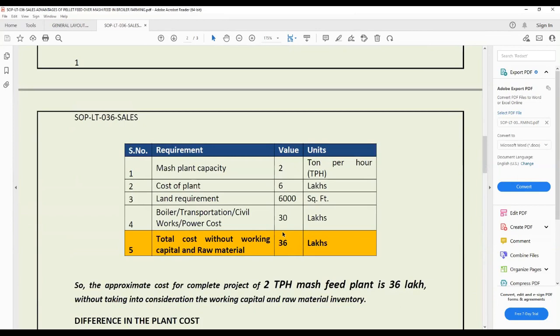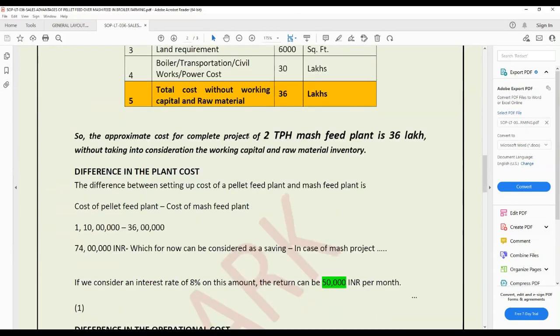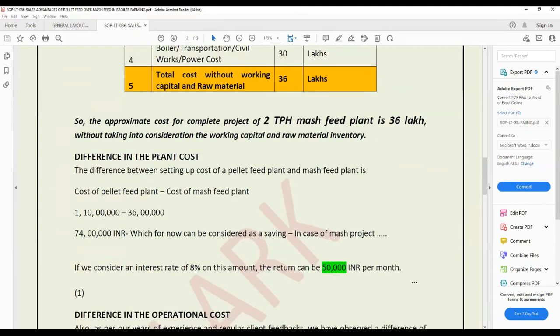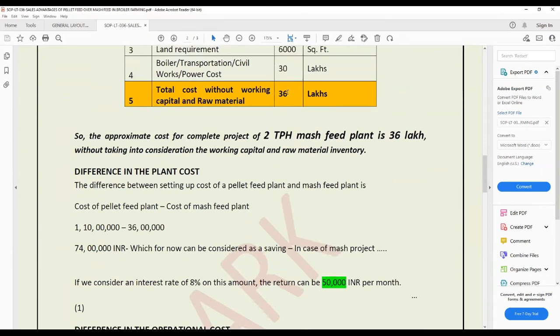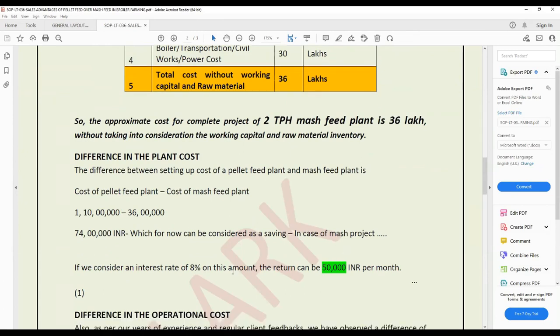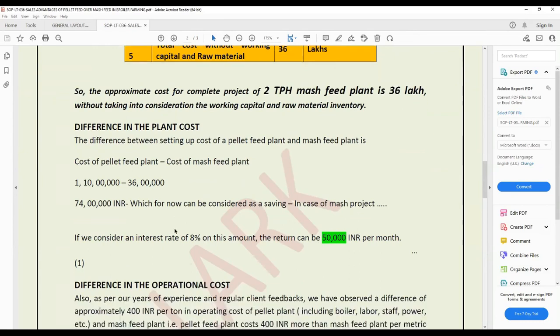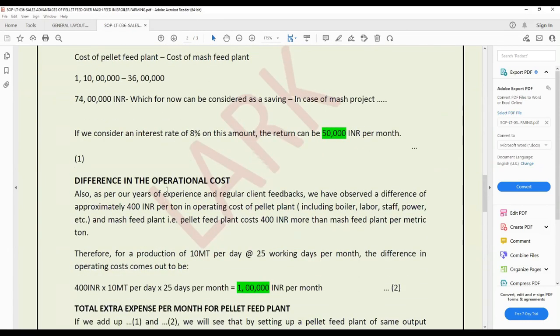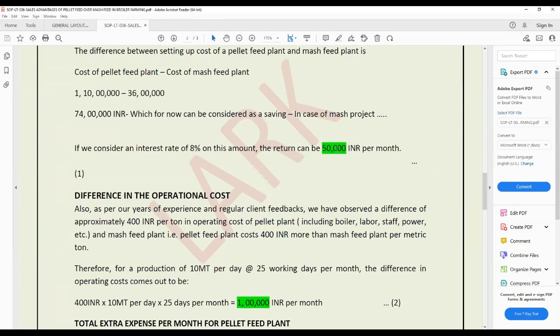Now this will be around 50 or 55 lakhs, say. Then the difference in the results. Then we took the difference in the investment of 36 lakhs and 1.12 crore. Then we calculate 8% interest on this amount. That is the difference in operation. Then we noted down this. Then the difference in operational cost.